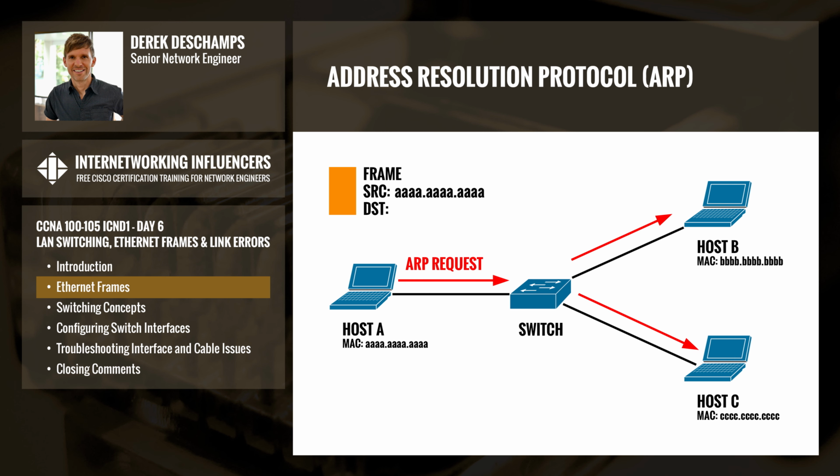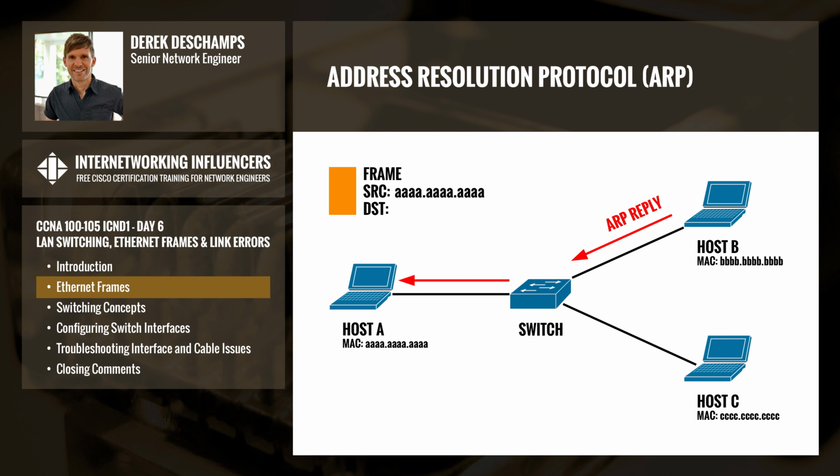If host A did not have host B's MAC address in its local ARP cache, it would broadcast out an ARP request by taking the destination IP address from the IP version 4 packet and requesting that the owner reply back with its MAC address.